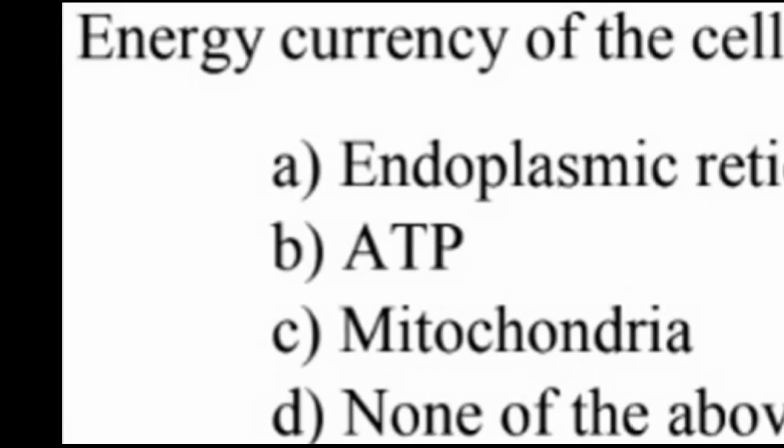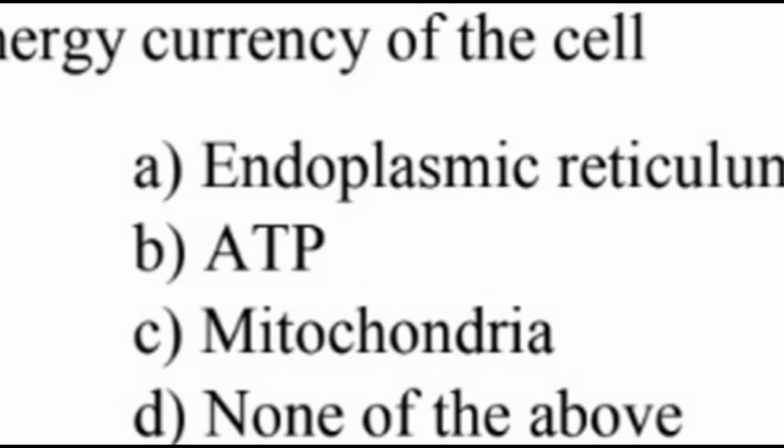Currency of the cell. The options are A, endoplasmic reticulum, B, ATP, C, mitochondria, D, none of the above. So which of the following gives energy? It is B, ATP, that is adenosine triphosphate. Yes, it's found in mitochondria, but mitochondria is not the energy currency of the cell. Mitochondria is the powerhouse of the cell because it has the energy currency of the cell, that is ATP. So ATP is the answer.